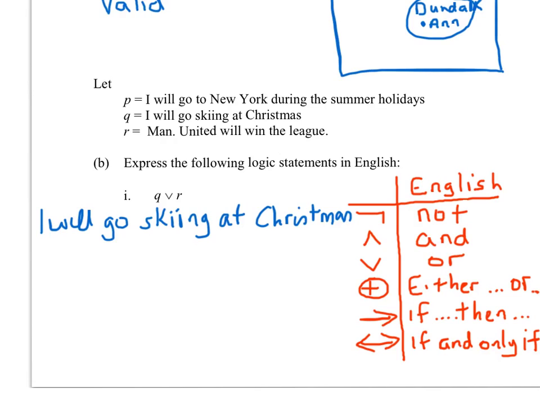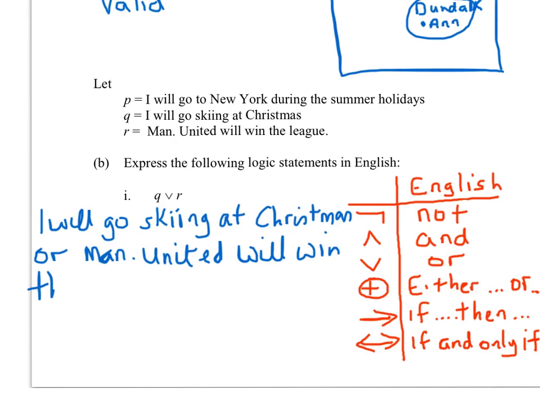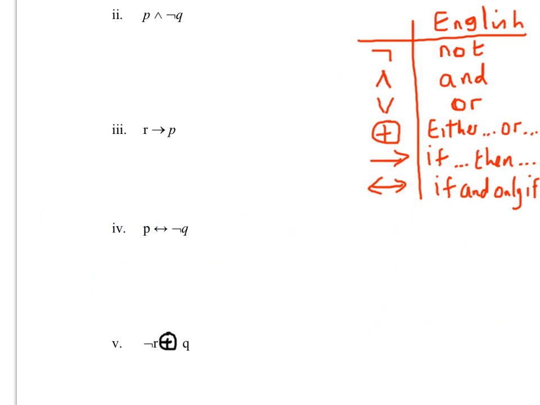Now again, if we look at our table and look for the logical connective, it's a V, and the V represents the word or. Or is Man United will win the league. And that's the answer to part 1. Now let's look at the answer to part 2.